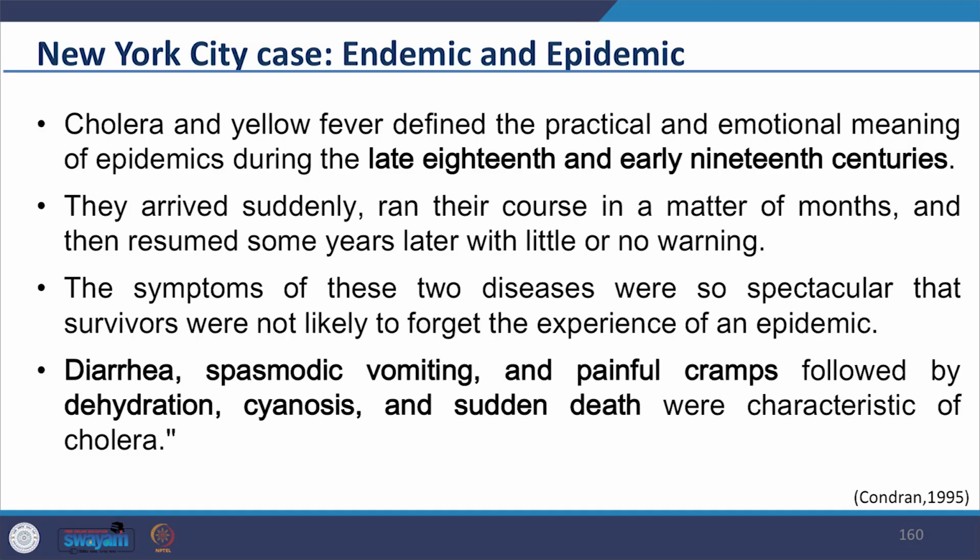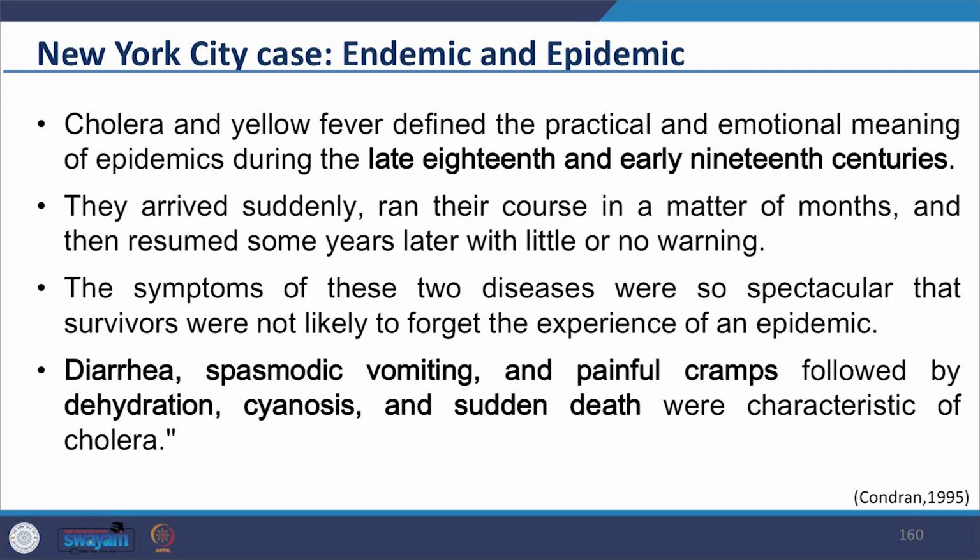Because general changes in living standards, the interconnection between causes of death, and the changes in disease themselves probably played a role in the rise and fall of each of these diseases, it was impossible to assess the importance of any particular factor. Cholera and yellow fever define the practical and emotional meaning of epidemic during the late 18th and early 19th century. They arrived suddenly, ran their courses in a matter of months, and then resumed some years later with little or no warning.